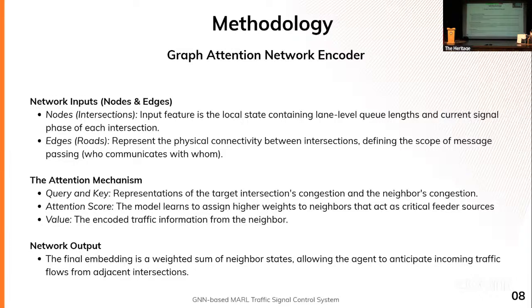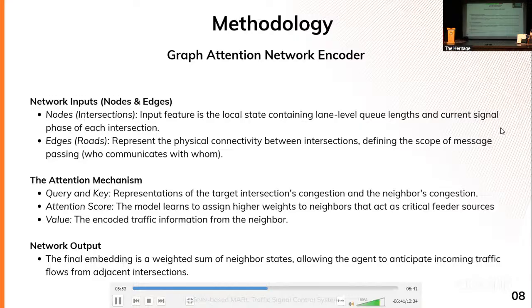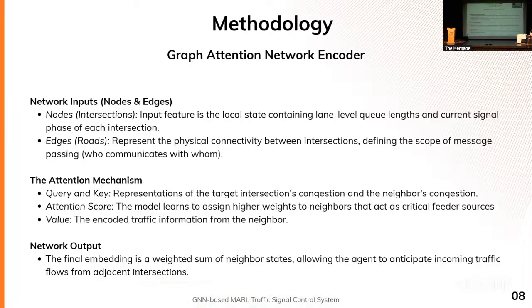You might ask, how does a traffic light know which neighbor is important? To answer this, we use something called the attention mechanism. Imagine a traffic light asks a question: do I have space for more cars? Its neighbor answers: I am sending a lot of cars to you. The model compares the question and answer to calculate an attention score. If a neighbor is sending a lot of traffic, the score is high. This tells the traffic light, pay attention to this route, a lot of cars are coming. By doing this, the agent can predict traffic before it arrives and prepare for it.